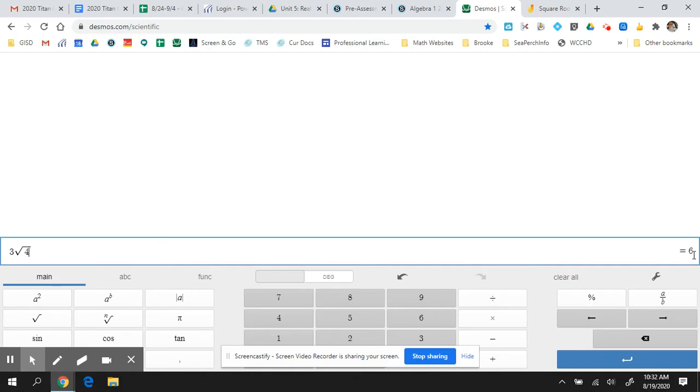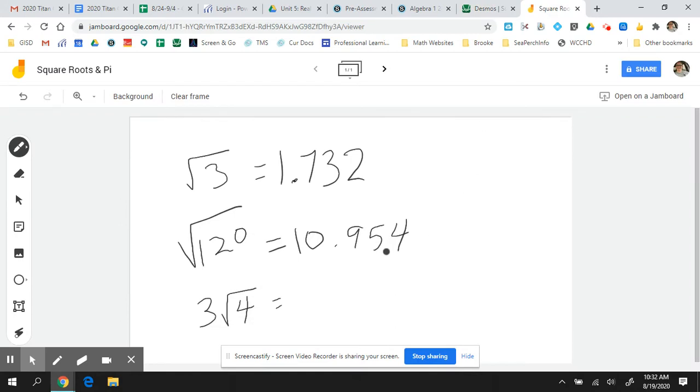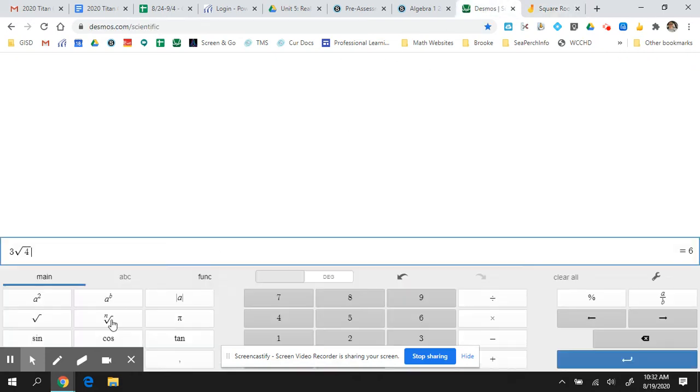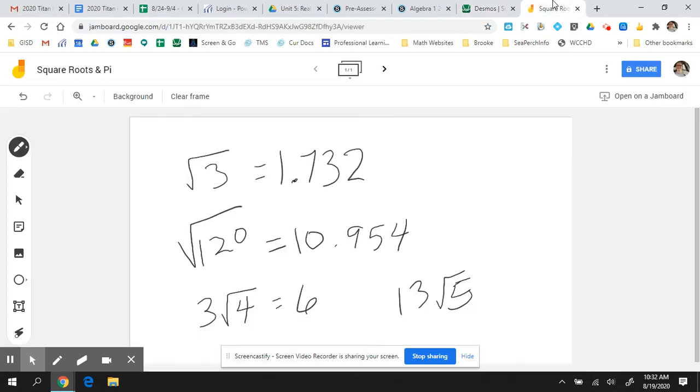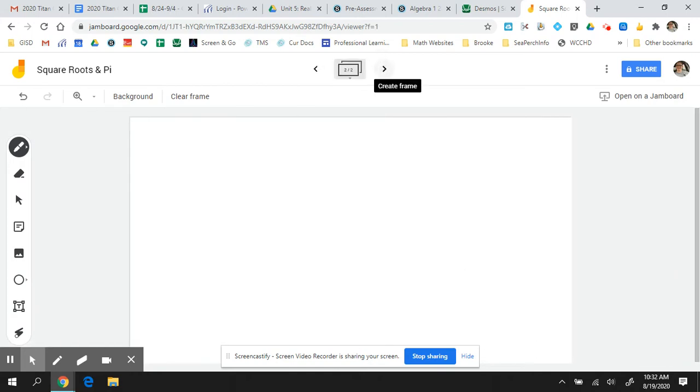And guess what? It gives you an answer over here of 6. That's not too bad. That happened to work out. Well, what if we had 13 square root of 5? That's a horrible 5. Let's make that better. Again, I would type 13, my square root sign, and 5. 29.068. Okay, and I could write it down. It converted it to a decimal for me: 29.068.